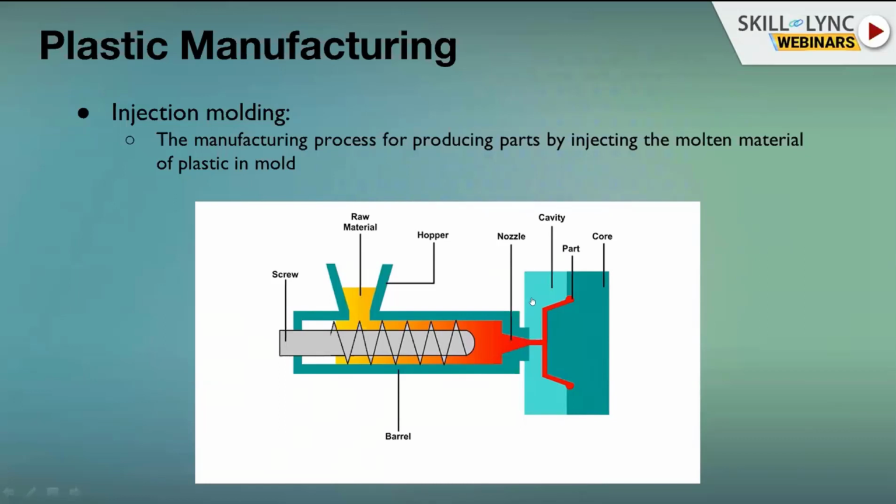The cavity portion will just move backside, and from this side the ejection system will be there in the mold, which will eject the component outside this mold.